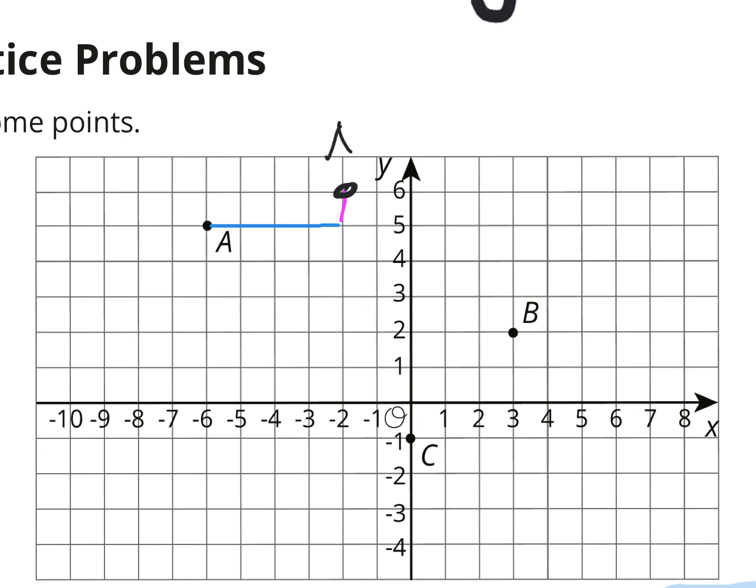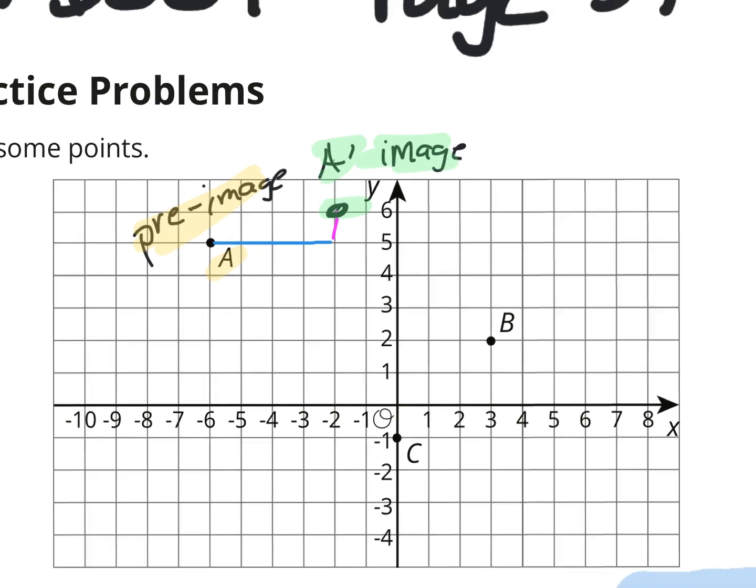And remember, the way that you note that A has been translated is that you put a little apostrophe next to it. And that's how we tell the difference between the pre-image, so before it got moved, and the image. The difference between the two is that you have one that doesn't have an apostrophe, and then you have another that does. So that's how you tell that's the one that's been moved.